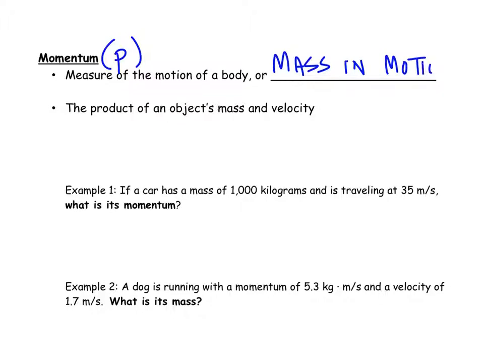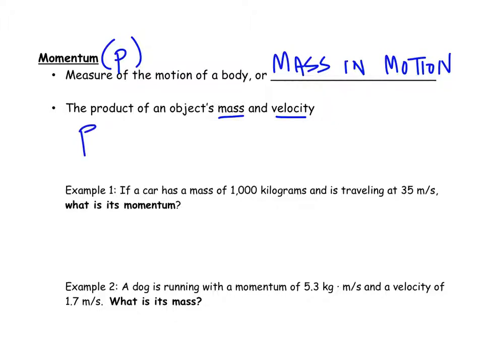So anything that is moving and has mass has momentum. And we can quantify momentum by comparing its mass and its velocity. How much mass does an object have? How fast or how slow is it going? That'll give us how much momentum that object actually has. So we can calculate momentum.